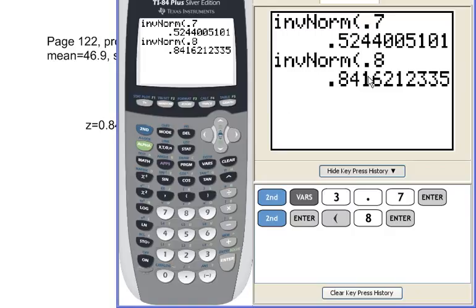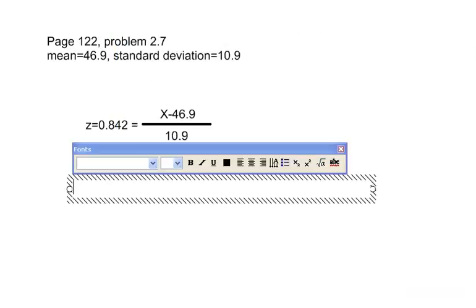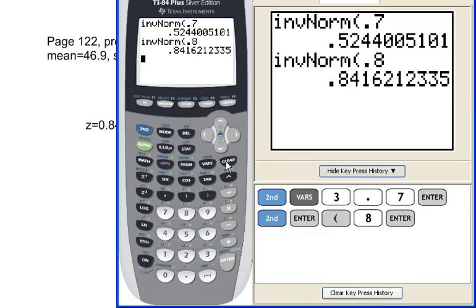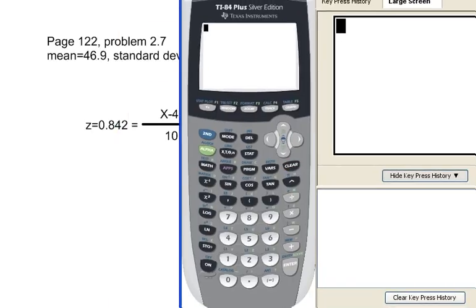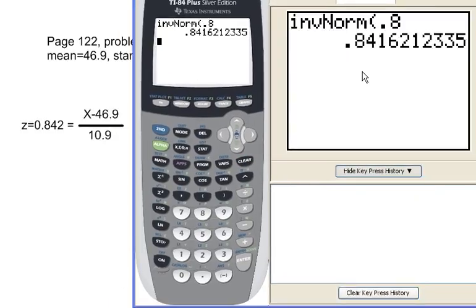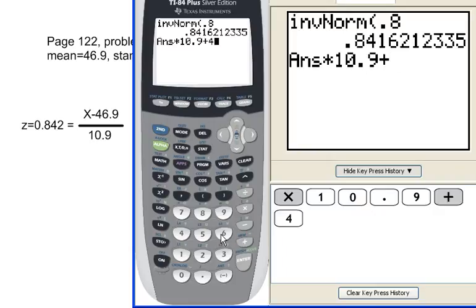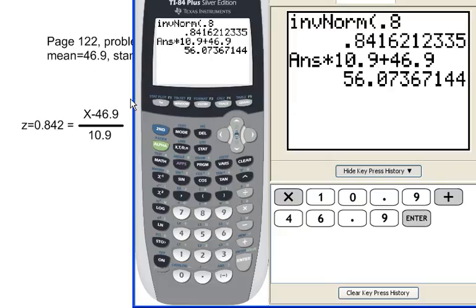Since I know that is the z-score in question, I can go back to my z-score formula, which is right here, put in the 0.842, and then solve the z-score formula for the one score that would give me the 80th percentile. I can do that whole thing right in the calculator. Using my algebra skills, I take that inverse norm times the 10.9, and then I'm just going to end up adding that 46.9, and there it is.